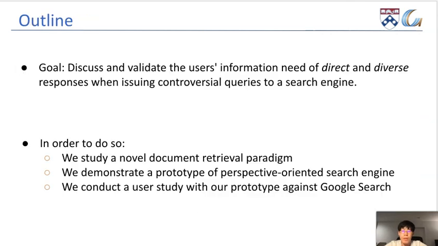So the goal of this paper is to discuss and validate the user's information need of direct and diverse responses when they're given controversial queries. And in order to do so, we first study a novel document retrieval paradigm, and we then demonstrate our paradigm using a prototype that we built, what we call a perspective-oriented search engine. And then we conducted a user study with our prototype and compared it against Google search.